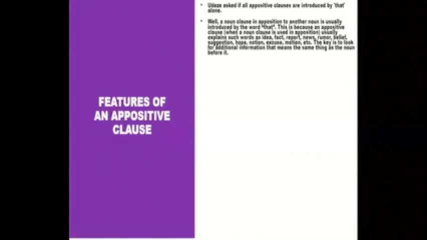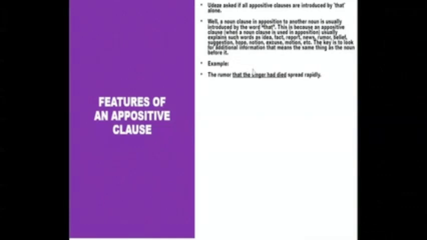This is because an appositive clause, which is when a noun clause is used in apposition, usually explains such words as idea, fact, report, news, rumor, belief, suggestion, hope, notion, excuse, motion, and so on and so forth. The key is to look for additional information that means the same as the noun before it. Let's explain with this example.